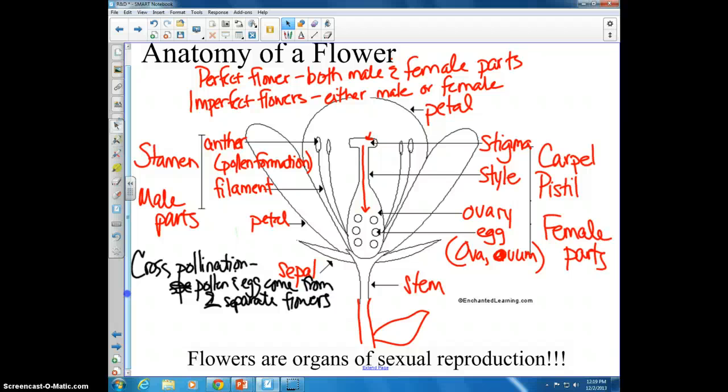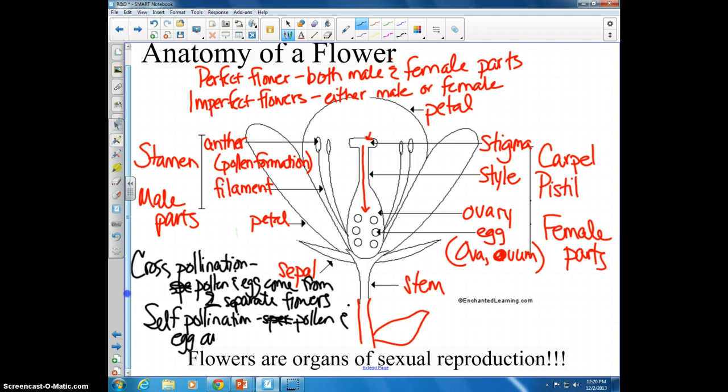What do we call that? So what kind of pollination would it be if this flower pollinated itself? Yeah, it would be self-pollination. That's crazy how scientists come up with these weird words, huh? So self-pollination is when the pollen and the egg that it fertilizes are from the same flower.